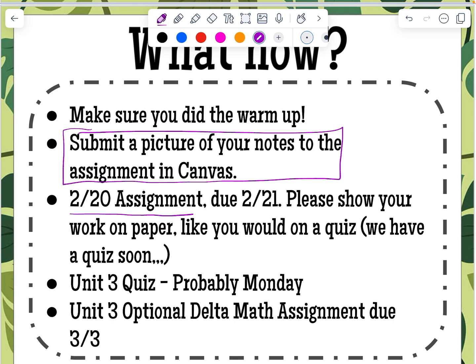Most of the tests and quizzes that we have moving forward are all paper pencil, so there won't be multiple choice. You need to start showing your work. And we will have that Unit 3 quiz on Monday.